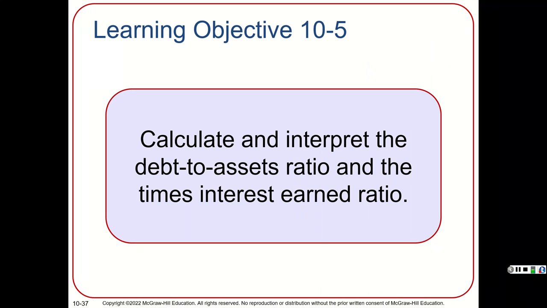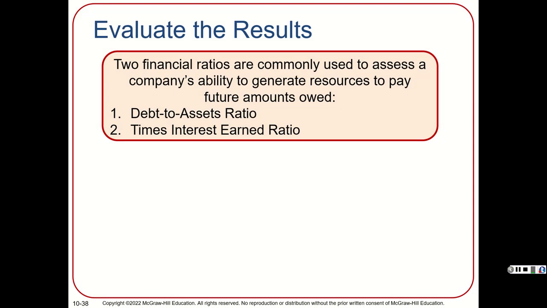Ratios. How we love to talk about ratios. So 2 financial ratios are commonly used to assess a company's ability to generate resources to pay future amounts owed. So the first one, we have our debt to assets ratio. And then we have our times interest earned ratio.